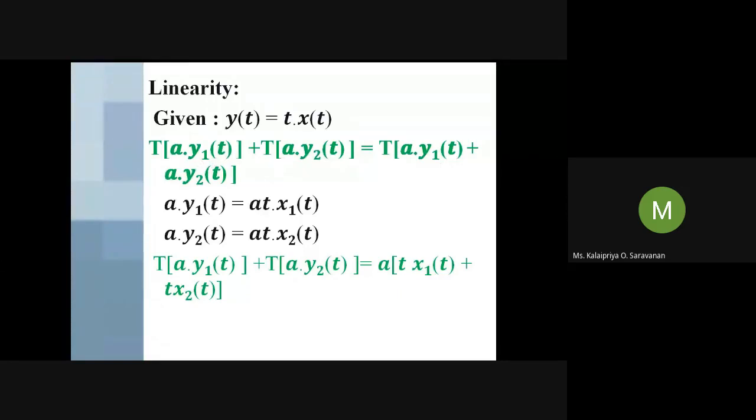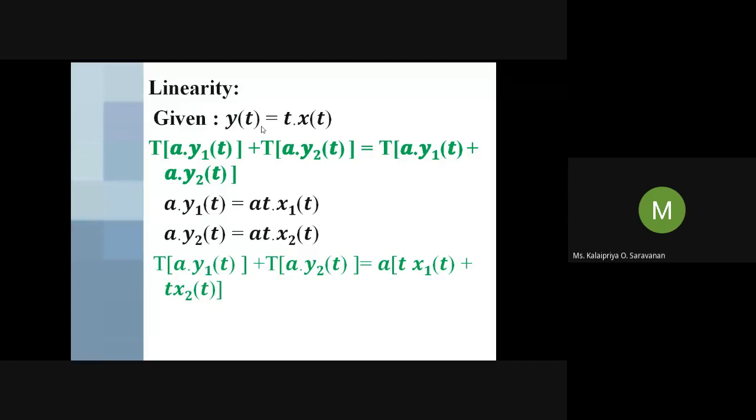First we will go with the LHS. So transformation on a into y1 of t. First, what is a into y1 of t? What you'll have to do here is y of t is given in the question. Find out what is a into y of t, then apply the given transformation. So what is the transformation in this particular input-output relationship? x of t is the input signal, so to the input signal, you're multiplying by the time t. That is the transformation here.